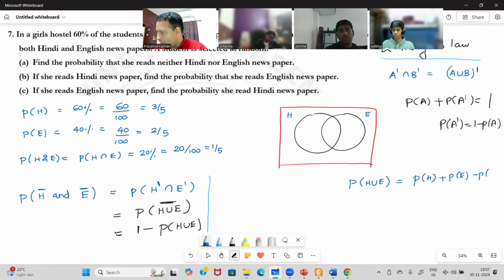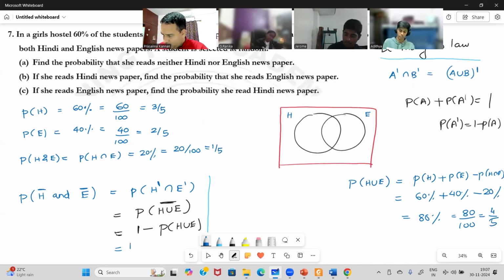Very good. And all those informations are with you. What is P of H? 3 by 5, 60%. What is English? 40%. What is Hindi and English? 20. So what is answer? 80 by 100. Correct or not? Or this you can write it as 4 by 5. So it is 1 minus 4 by 5. So what is 1 minus 4 by 5? 1 by 5. Therefore, the correct answer for the first part of the question is 1 by 5, or you can write it as 0.2.